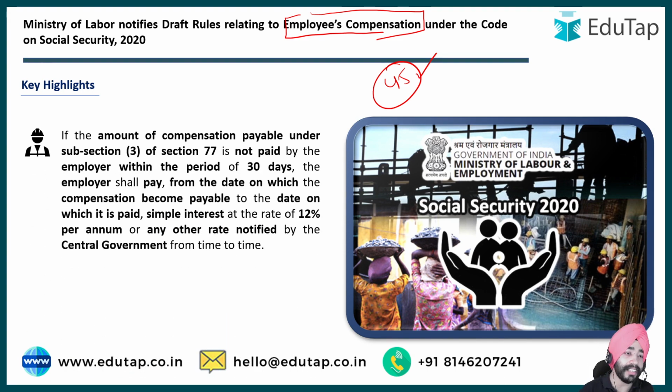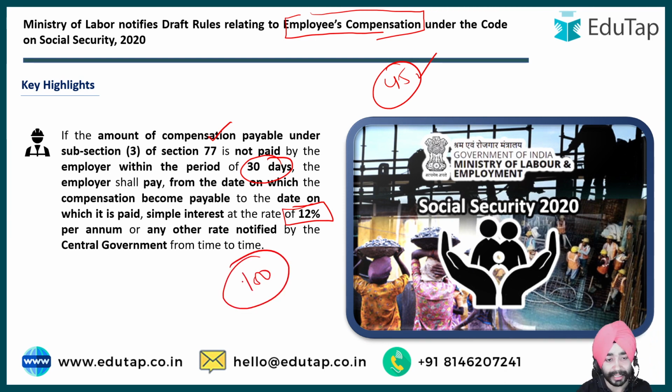It says that if the amount of compensation is not payable within 30 days, then the compensation becomes payable with a simple interest rate of 12% per annum. This is important. Let's say you are getting 100 rupees, and within 30 days your compensation has not been paid to you. But now you will get 112 rupees, since it is 12% per annum at simple interest. So you will be getting 112 rupees at the end of that. That is the simple thing about simple interest, and that is important for us.